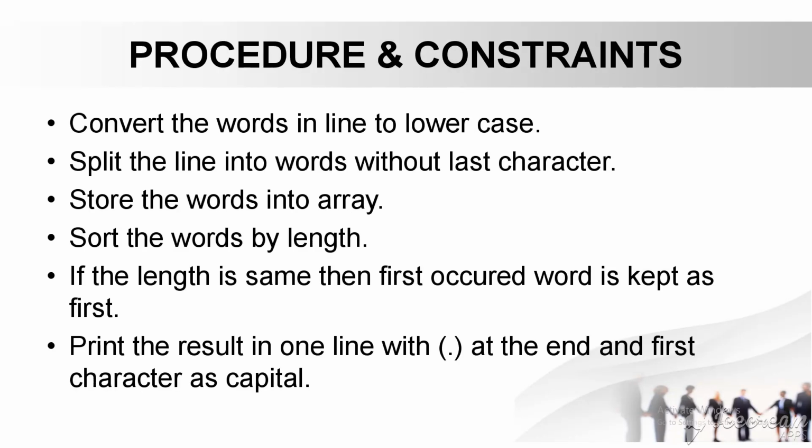Now we will go to the procedure. How to solve this problem? First, convert the words in the line to lowercase and split the line into words without the last character, which is the full stop, and store the words into an array and sort the words by length. And the constraint is, if the length is the same, then the first occurred word is kept first, and at last we need to print the result with the starting letter as capital, and at the end of the line it should contain a full stop.